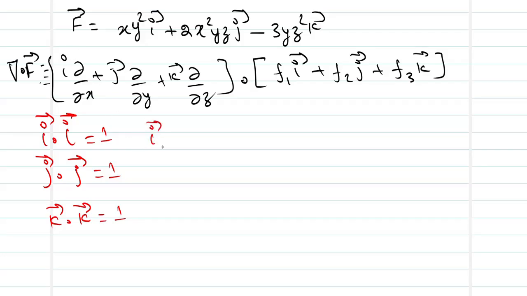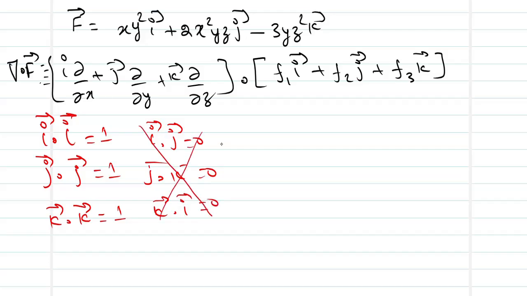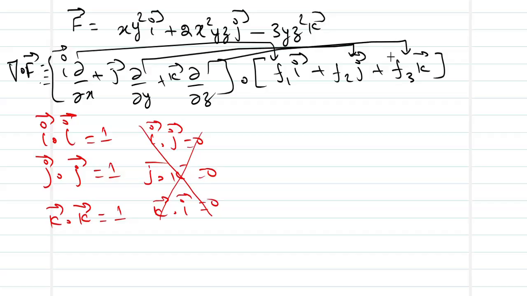That is, i dot j will be 0, j dot k will be equal to 0, k dot i will be equal to 0. So all the mismatch combinations will vanish. Only the i dot i, j dot j, k dot k components will remain. Now what will happen when I take the dot product? This alone will remain, this alone will remain, and this alone will remain. So I can just simplify and write this as i dot i is 1.